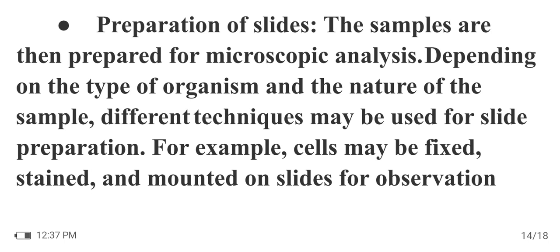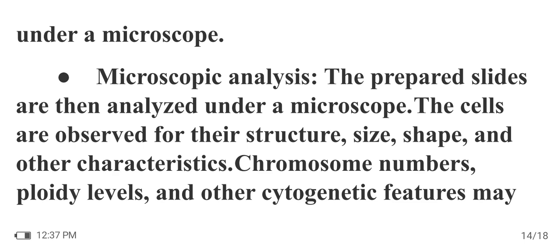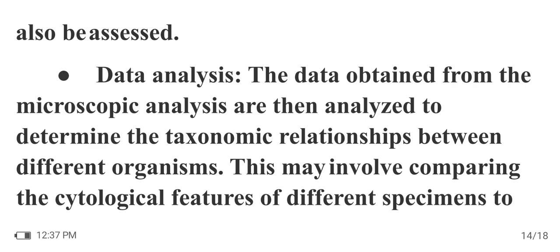Preparation of slides. The samples are then prepared for microscopic analysis. Depending on the type of organisms and the nature of the sample, different techniques may be used for slide preparation. For example, cells may be fixed, stained, and mounted on slides for observation under a microscope. Then microscopic analysis is performed. The prepared slides are analyzed under a microscope. The cells are observed for their structure, size, shape, and other characteristics. Chromosome numbers, ploidy levels, and other cytogenetic features may also be assessed.